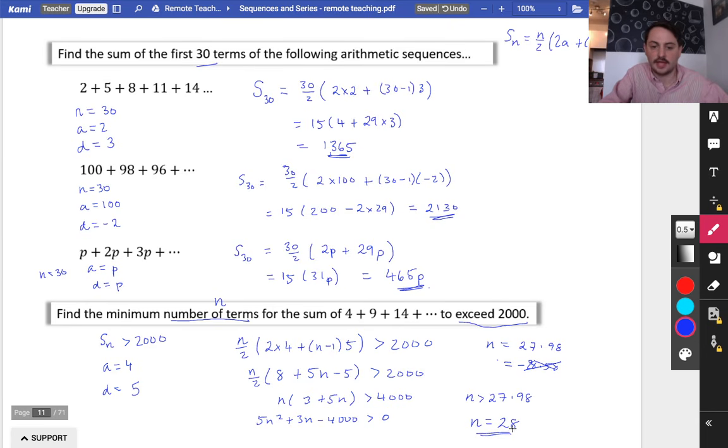Now if you take 28 and actually just substitute it into this formula that we've got here, we should see that it's bigger than 2000. So let's just check that. So I'm going to do 28 divided by 2, and I'm going to multiply that by 8 plus 27 times 5, and it's 2002. So that is going to be the first term that makes the sum of the series bigger than 2000, okay?